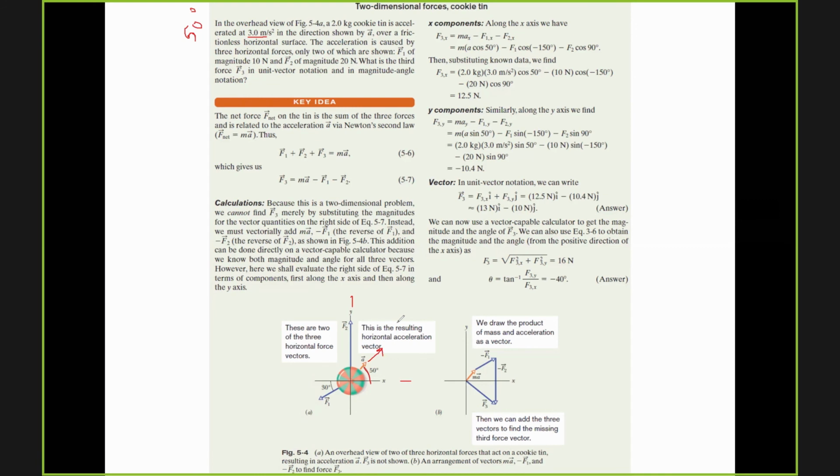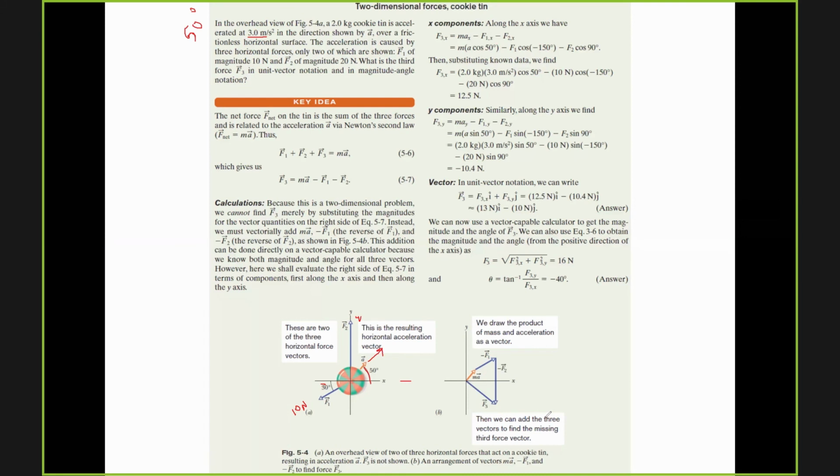If one force has magnitude 10 newtons at an angle of 30 degrees, and the other is 20 newtons, pointing up along y. What is the third force F3? What do I do? I say F net equals MA, right?